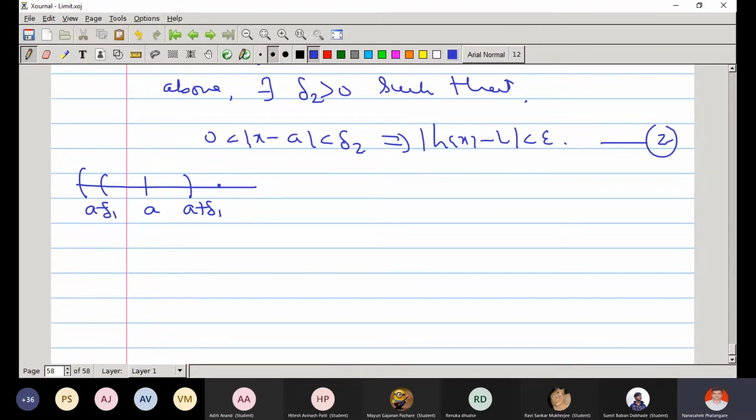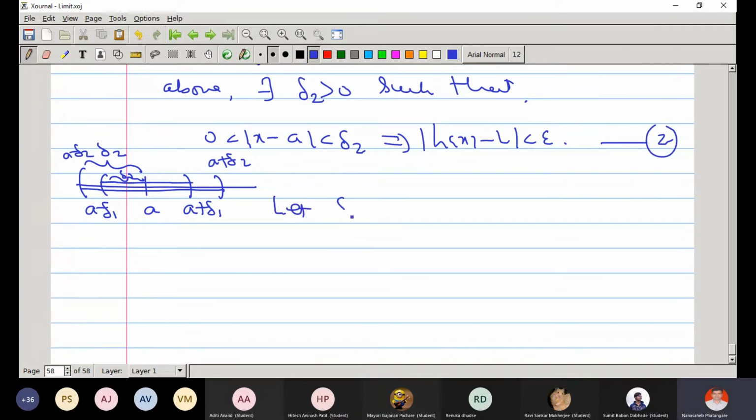Then in the second step we found another delta. This distance is delta 2. This distance is delta 1. A minus delta 2, a plus delta 2. So for every x in a minus delta 2 to a plus delta 2, the second is true. For every x in a minus delta 1 to a plus delta 1, the first expression is true.